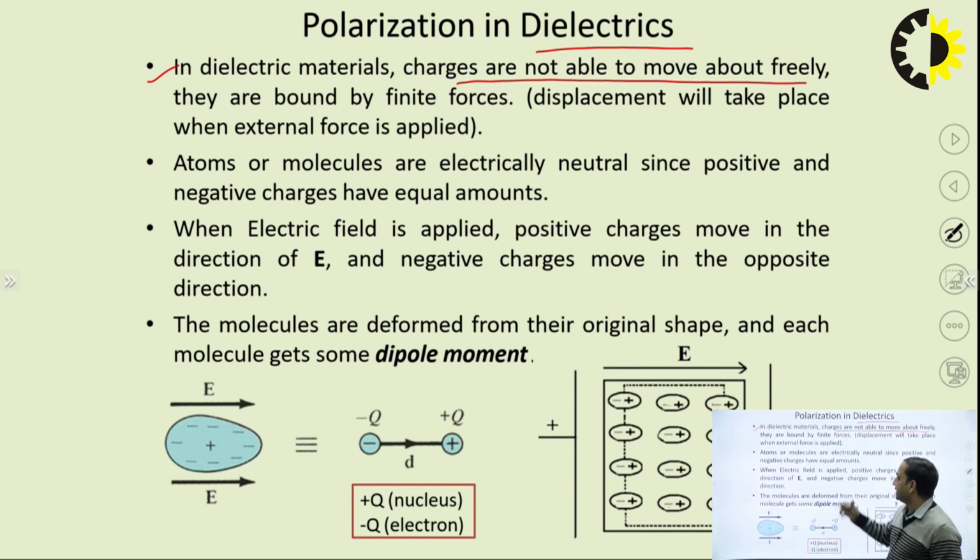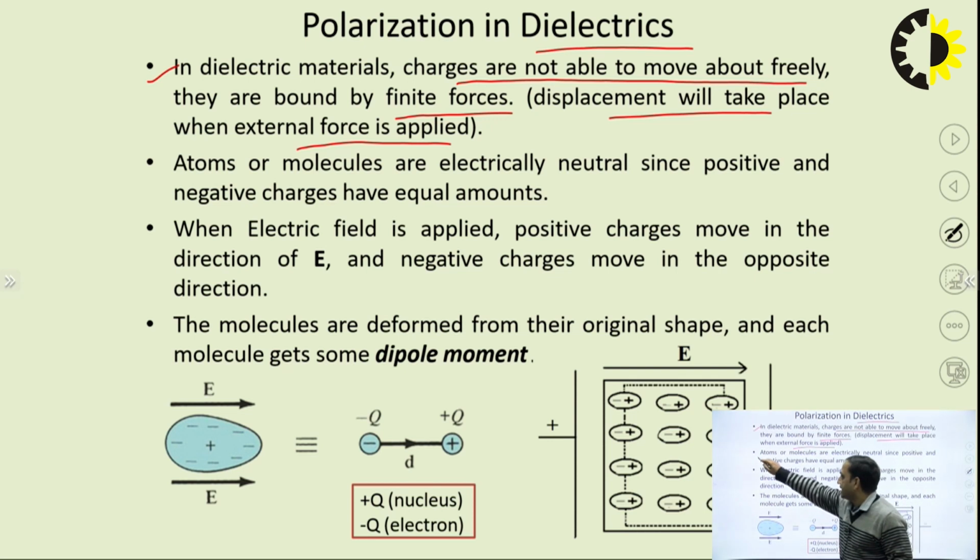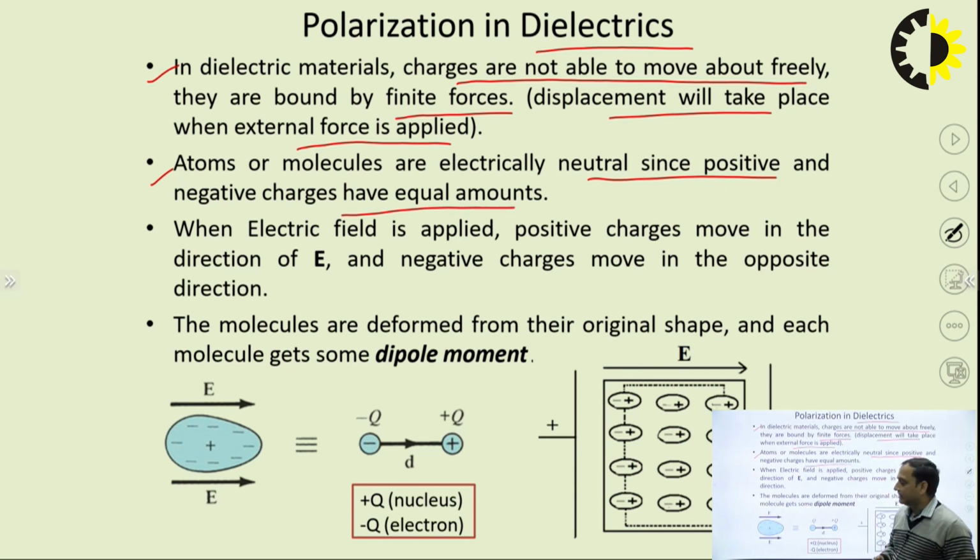They are bound by finite forces within the lattice, and displacement will take place when an external force or external electric field is applied, right? The atoms or molecules are electrically neutral, since positive and negative charges are equal in amount. Next, when the electric field is applied, positive charges move in the direction of the electric field and negative charges move opposite to it, just like in conductors. The same phenomenon occurs.